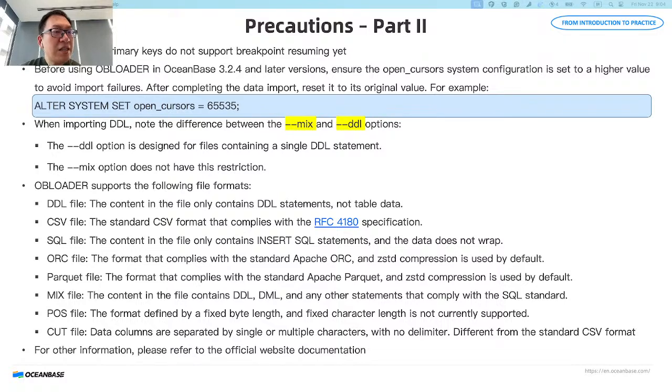When importing DDL, note the difference between the mix and the DDL options. Just like the DDL option is designed for files containing a single DDL element, the mix option does not have this restriction. obloader supports the following file formats: DDL file, CSV, SQL, ORC, Parquet, mix, and POS file. For other information, please refer to our official website document.